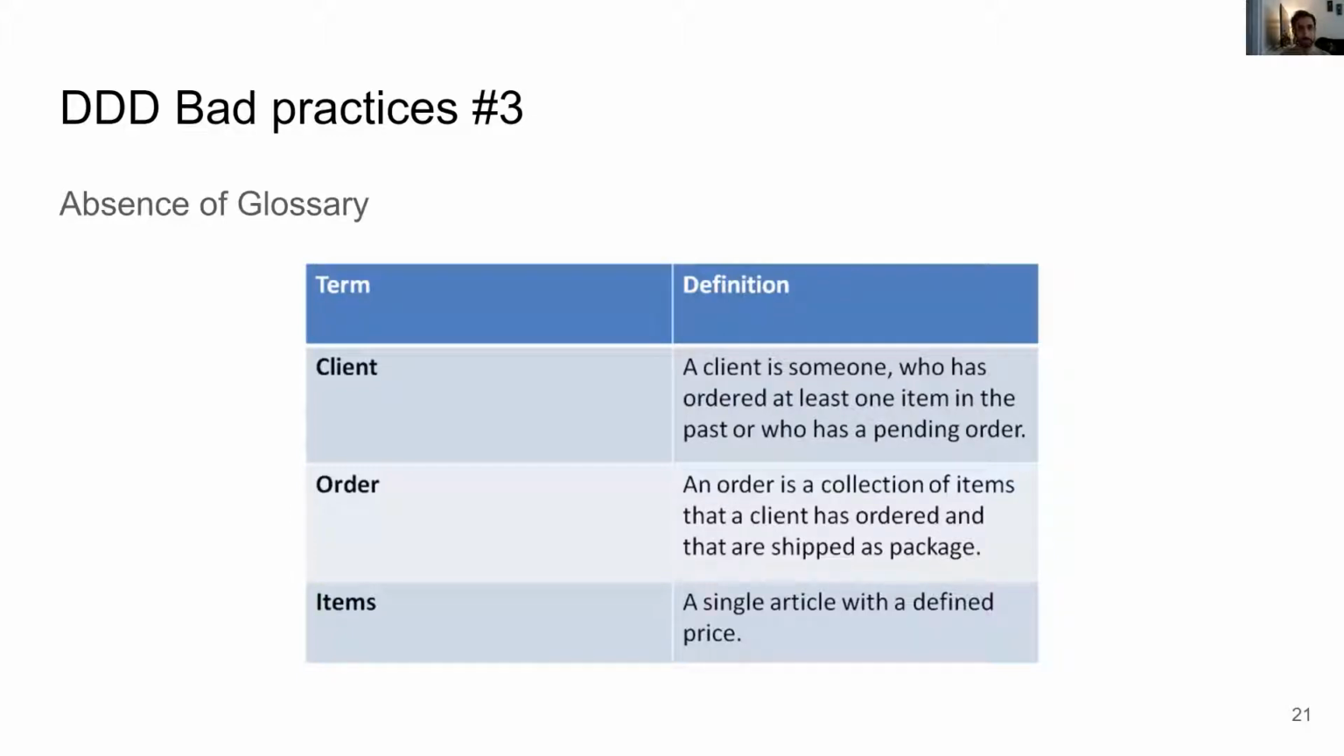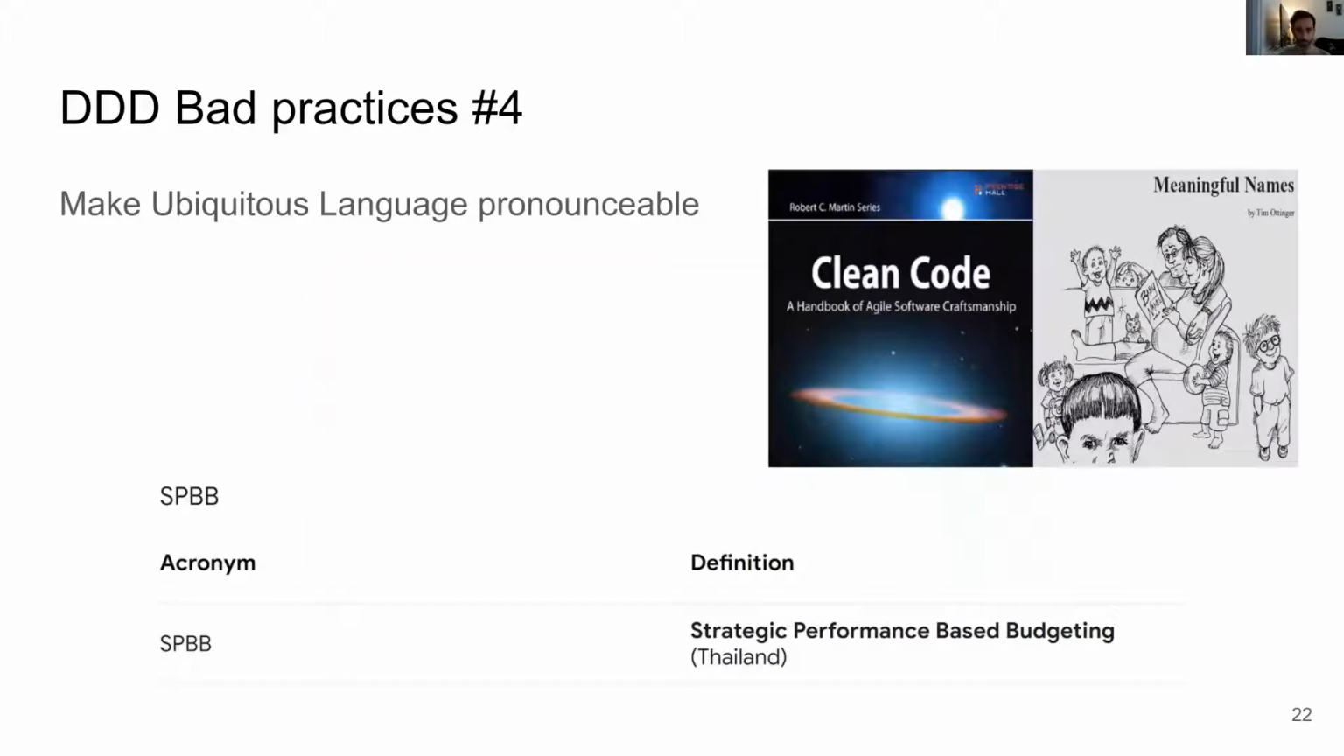This glossary is something like what you want. So you have the business term, and then in another column you have the definition. So the client is someone who has ordered at least one item in the past or who has a pending order. So absence of glossary is another bad practice if we want to do DDD.